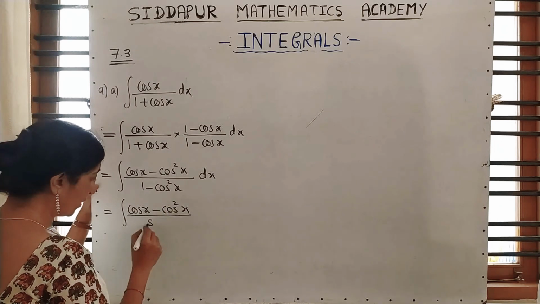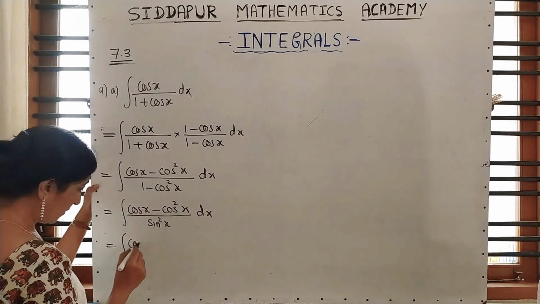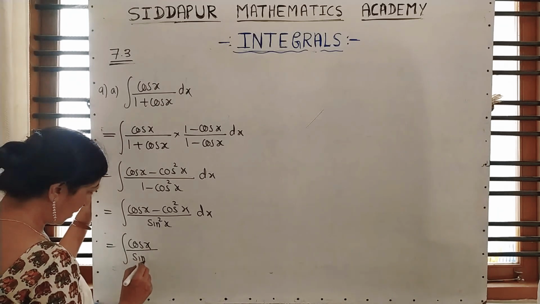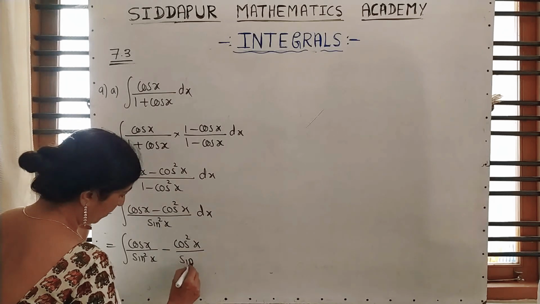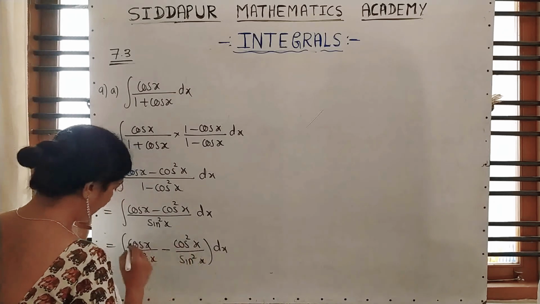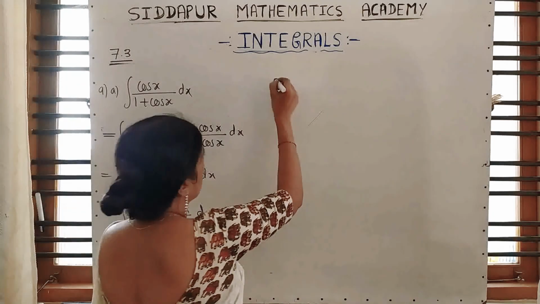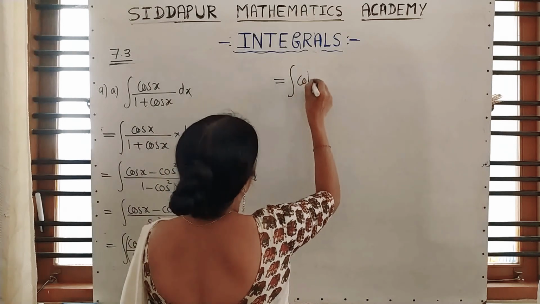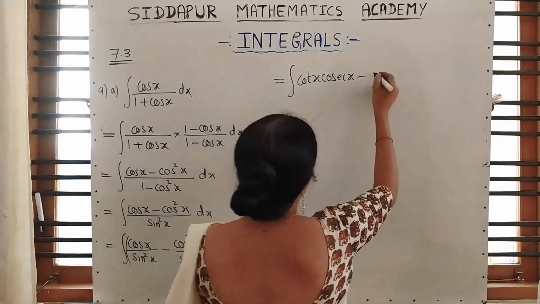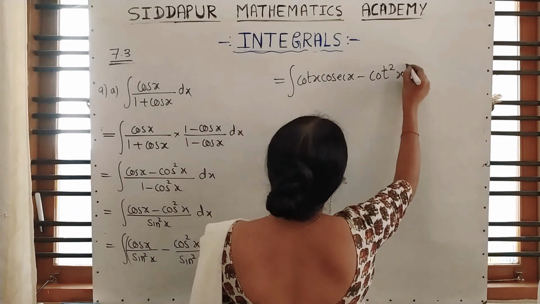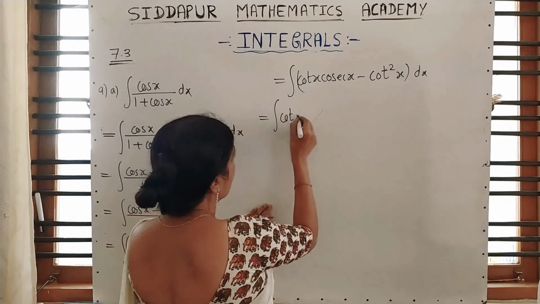1 minus cos square x is sin square x. Cos x upon sin square x minus cos square x upon sin square x. What is cos x upon sin square x? Cos x upon sin square x is cot x into cosecant x, minus cos square by sin square is cos square x. See, next step what I did is I took the integration separately.